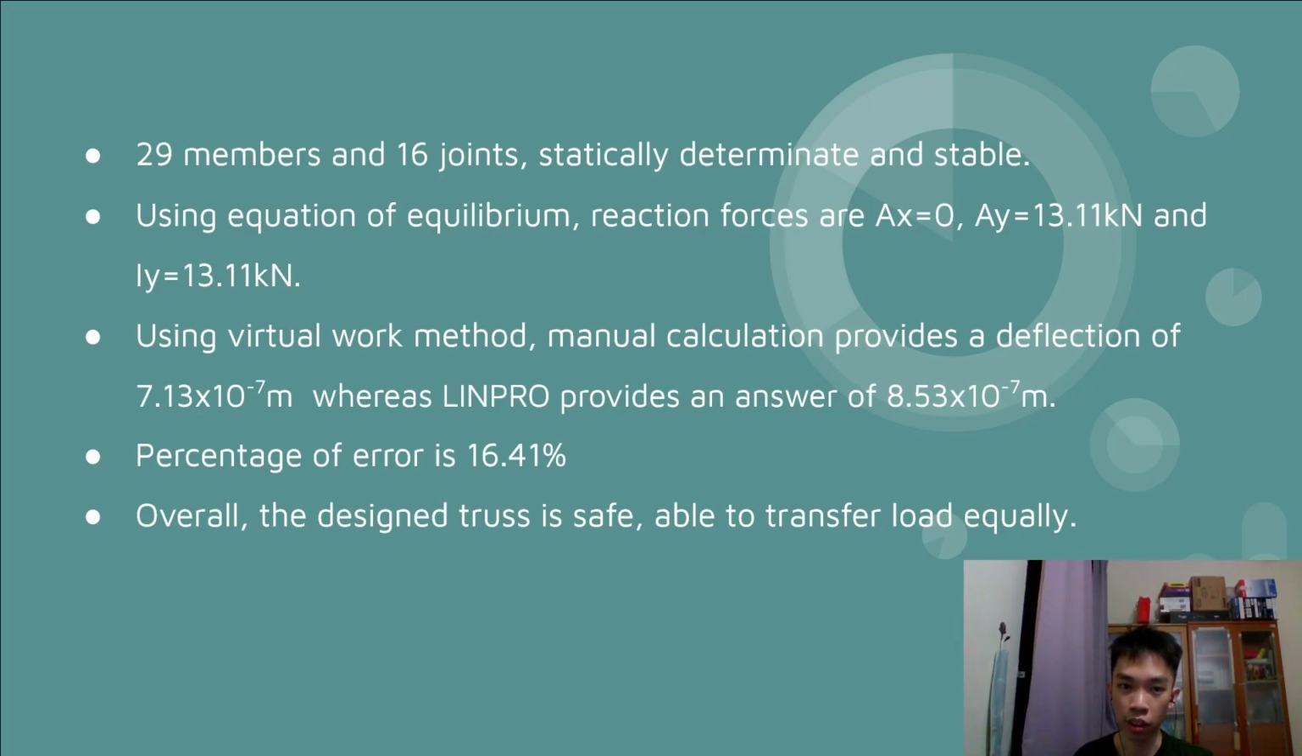After designing the bridge, we calculated the reaction forces by using the equations of equilibrium, and we obtained the forces AX equals 0, AY equals 13.11 kilonewtons, and IY equals 13.11 kilonewtons also. Next, by using the virtual work method, we obtained a deflection of 7.13 times 10 to the power of negative 7 meter via manual calculation, whereas LinPro provides 8.53 times 10 to the power of negative 7 meter, which gives us a percentage error of 16.41%. Overall, the truss design is safe and is able to transfer load equally.